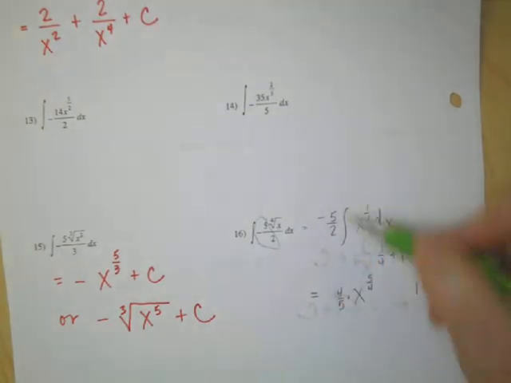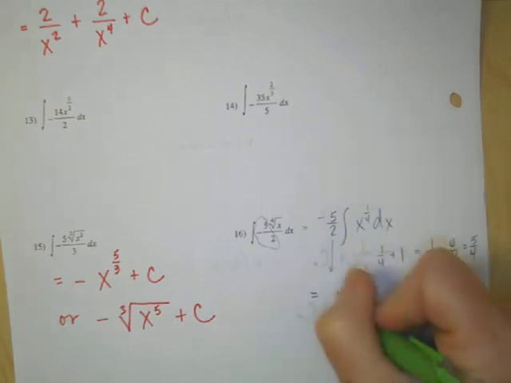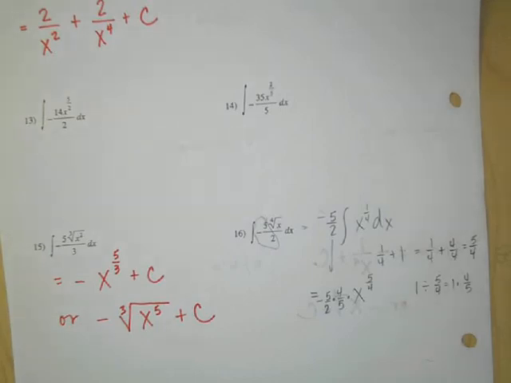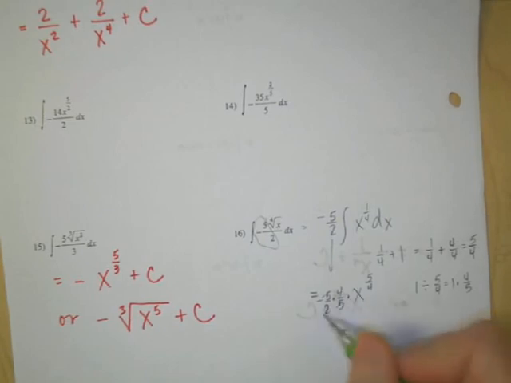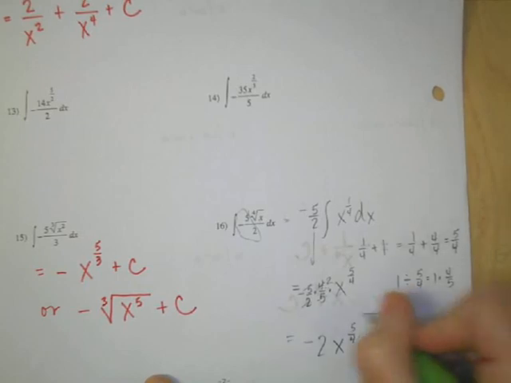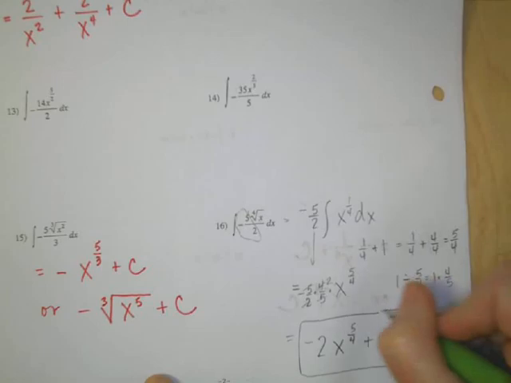Now remember, I still have this -5/2, so I'm going to bring that down. And I can go ahead and simplify this. I have 5 over 5, and then 2 goes into 4 twice, so I end up with -2 times x to the 5/4, and since this is an indefinite integral, I'm going to write plus c. So there is my answer.